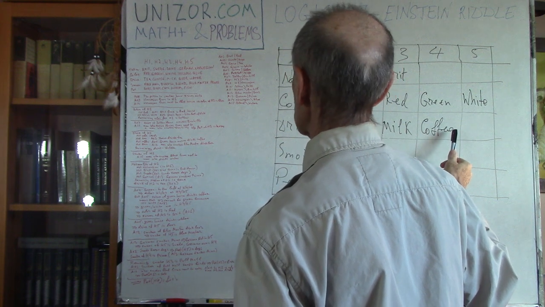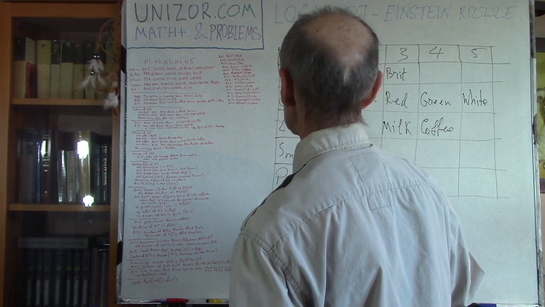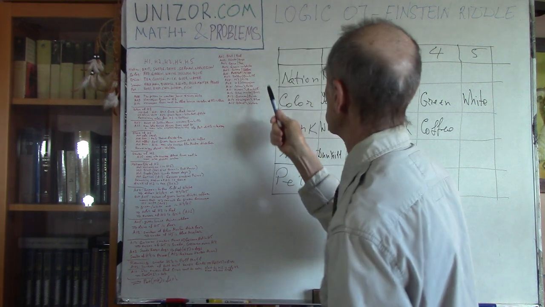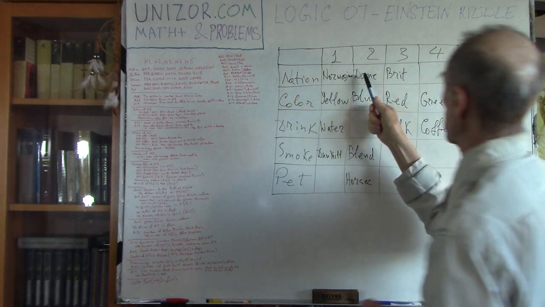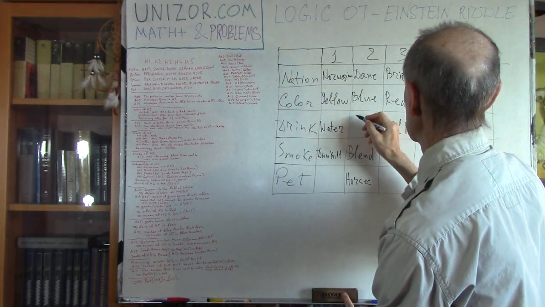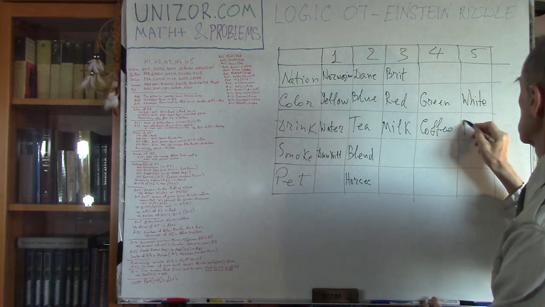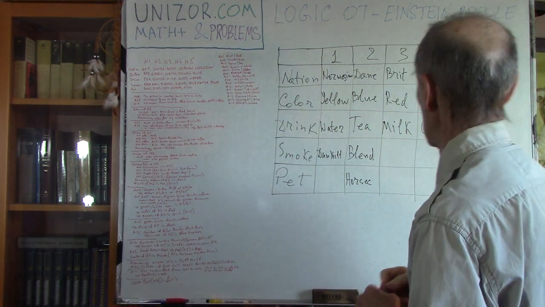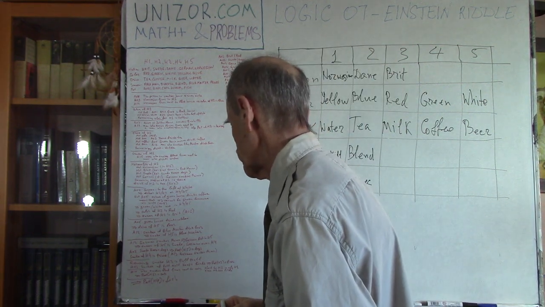What kind of drinks do we have? We have water, milk, and coffee. What remains? Tea and beer. Okay. What do we know about tea? Dane drinks tea. Okay, so we have Dane here, so the tea must be here. This is condition number three. So this is tea. And then the remaining is beer for number five. Okay, so we have the tea and we have the beer.